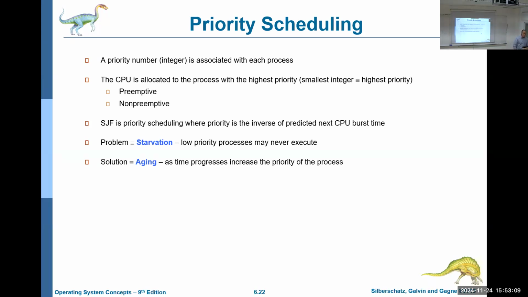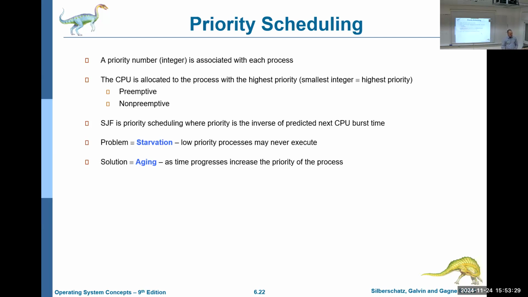The CPU is allocated to the process of the highest priority. Usually the smallest number is the highest priority. So usually we say like 0 is the highest priority or 1 is the highest priority. And it could be non-preemptive or preemptive, because we could say, well, you'll be the next one up, but we're not going to preempt somebody.